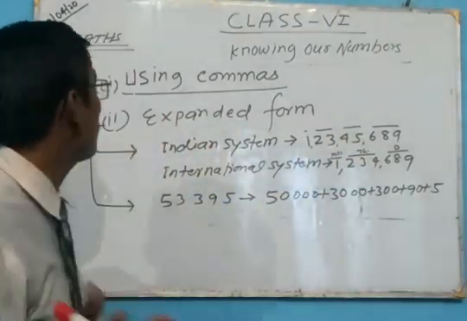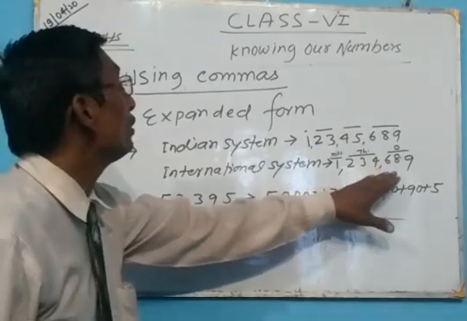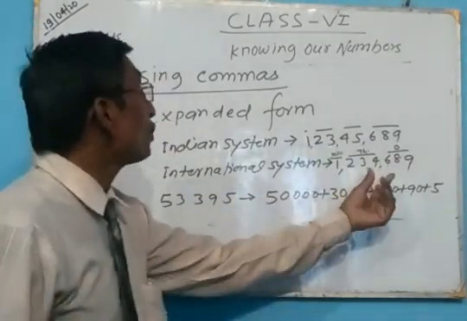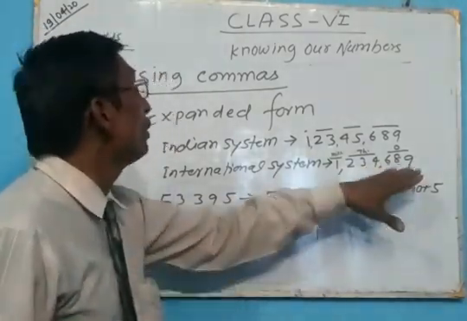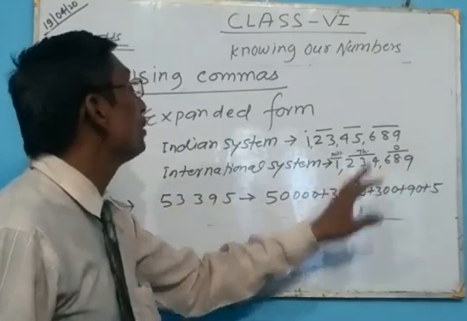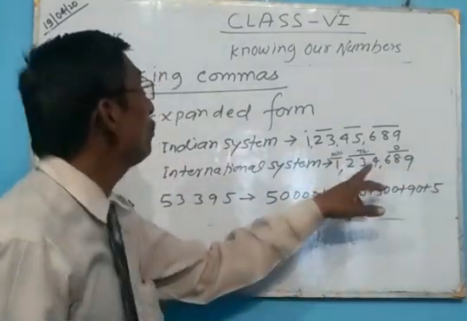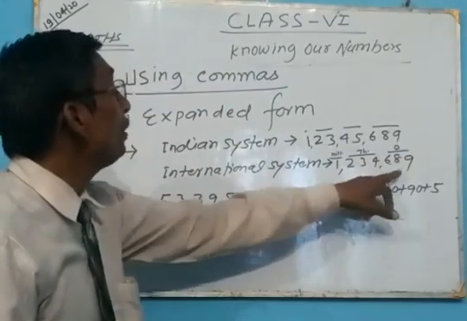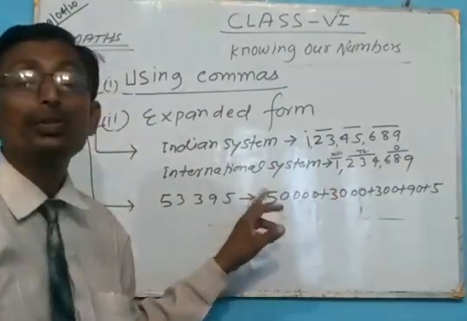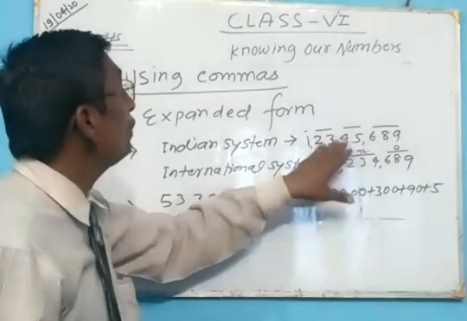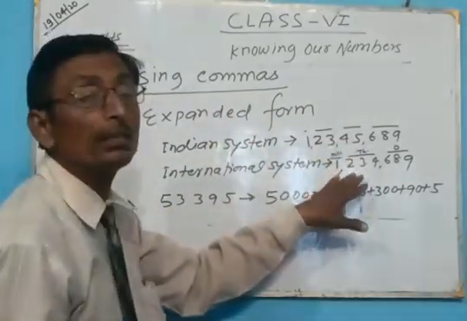But in the international system, the comma is used like this. All commas are used after every 3 digits. That means 6, 8, 9, 2, 3, 4, and so on. After every 3 digits, a comma is used. So they are very different between the international system and the Indian system.